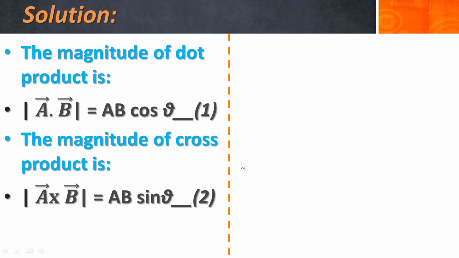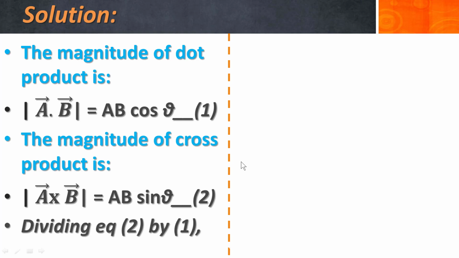We are simply putting the magnitude of dot and cross product because these two values are given. So what we will do, we will divide equation 2 by 1 because we need the angle and we don't have the magnitude of either A or B. So we will divide these two equations so that AB is cancelled with AB. We have to remove this AB, so for that purpose we will divide equation 2 by equation 1.